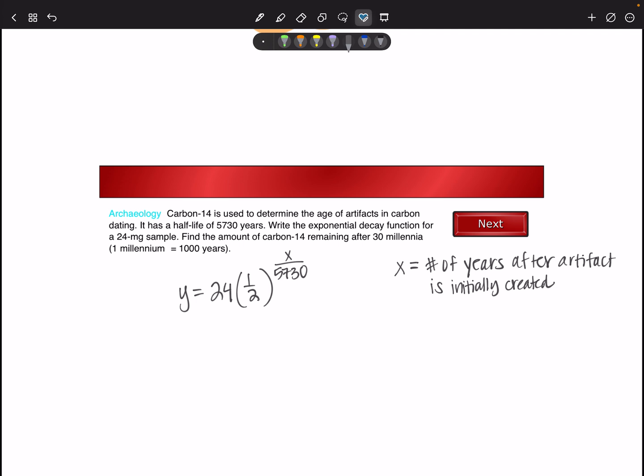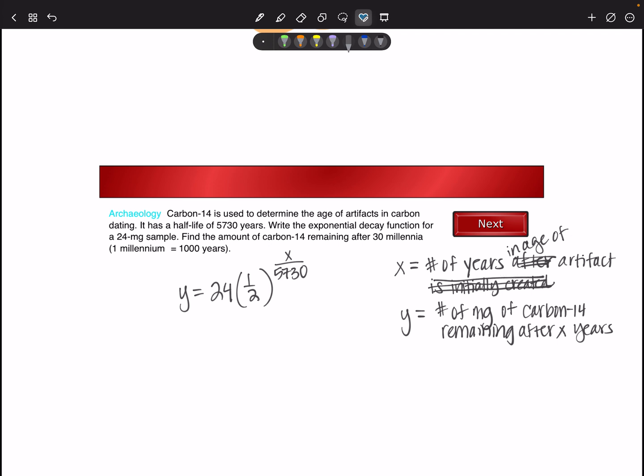And y is going to be the number of milligrams of carbon 14 remaining after x years. So number of years in age, maybe, of the artifact. Yeah, I like that better. The number of years in age of the artifact. I think that makes more sense.